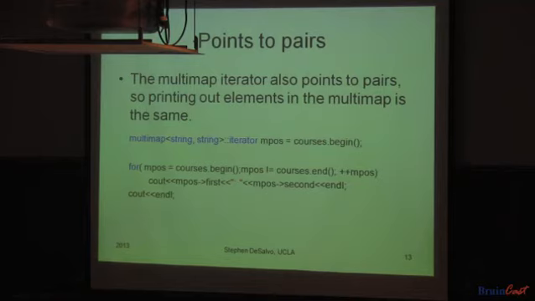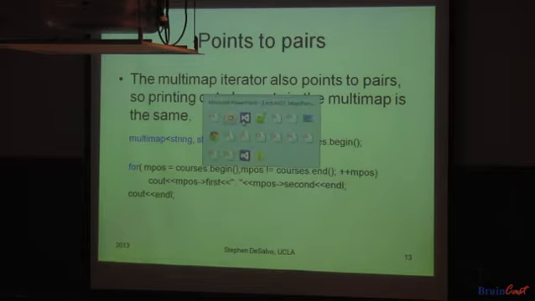Okay, now this is where things get more fun. The multi-map iterator also points to pairs. So printing out elements in the multi-map is the same. In fact, let me just show you the difference, why we code this way, okay?